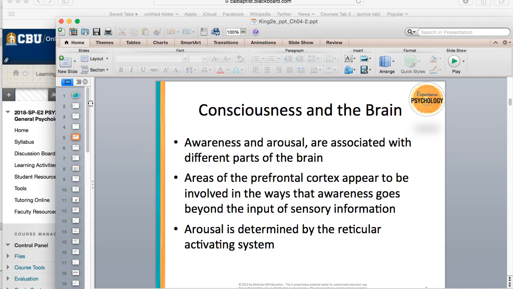So, consciousness in the brain. Awareness and arousal are associated with different parts of the brain. Like I said, there are two different parts that are affected by specific things in the brain. So awareness and arousal come from different parts of the brain. And different studies have discussed this phenomenon.